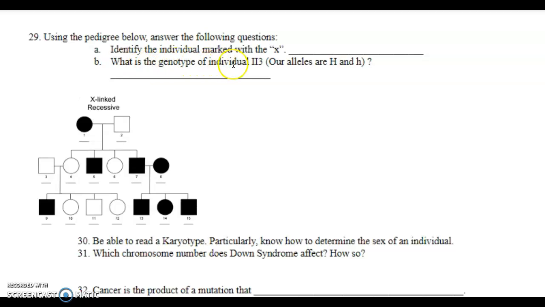And then it said, what is the genotype of individual 2, 3, so generation 2? The Roman numerals mean which generation. This would be generation 1, this would be generation 2, and this would be generation 3. So individual Roman numeral 2, 3 would be generation 2, person number 3 right there. And we just said that he would be big X, little x. They're using H's instead of X's, so he would be big H, little h. He would be heterozygous, and we know that because he had to give that little h to this son right here that is affected by the trait.